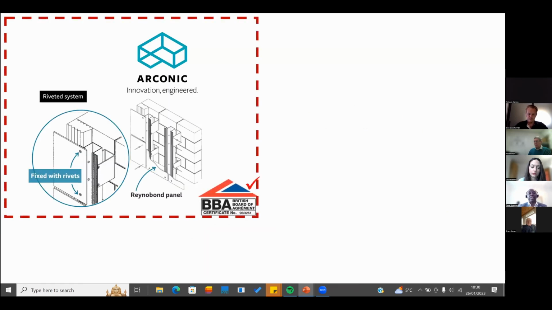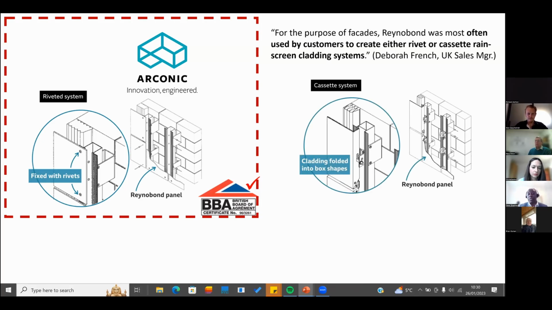What we see in the case of Arconic was that the riveted system was an acceptable system. The issue really was with the cassette system. Yet Deborah French, who was part of Arconic, the UK sales manager, said that it was often used by customers as much as the riveted system.